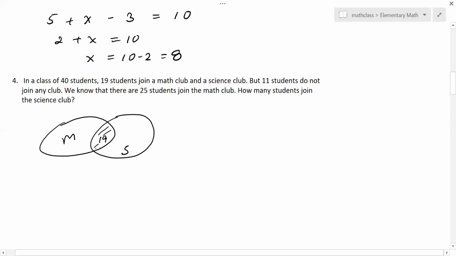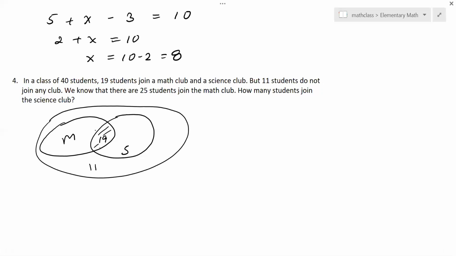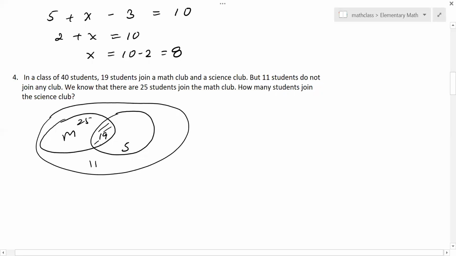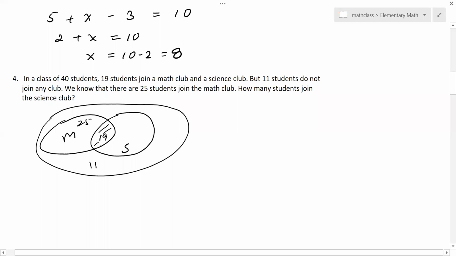And the 11 students do not join any club. So you see here, this is the whole class right now. The 11 students are outside these two clubs. And 25 students join the math club, 25 total. So let's find the number of students who join the science club.